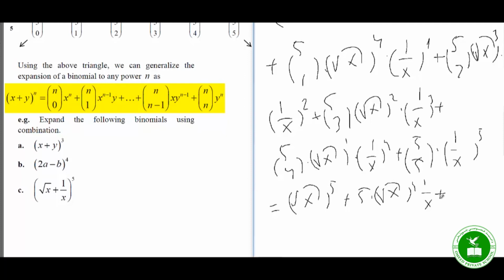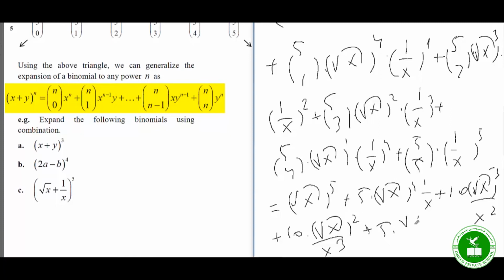plus combination of 2 from 5 is I think 10 times square root of x cubed over x squared, plus combination of 3 from 5 is also 10 times square root of x squared over x cubed, plus combination of 4 from 5 is 5 times square root of x over x to the power of 4, plus combination of 5 from 5 is 1 over x cubed. I'm sorry, x to the power of 5.